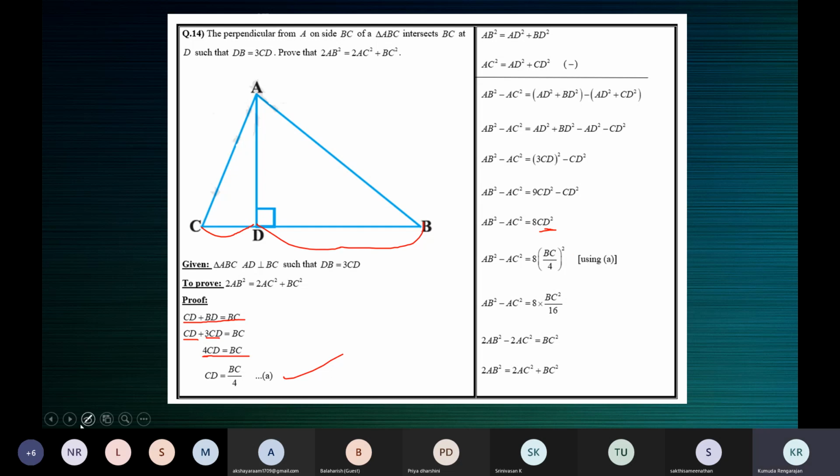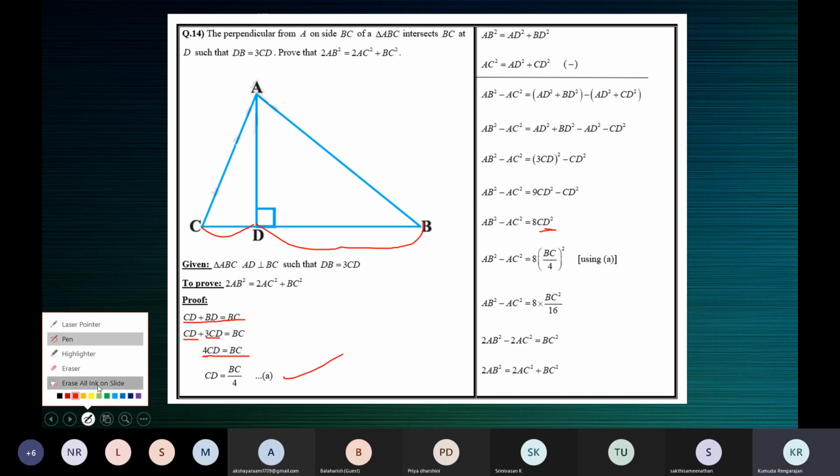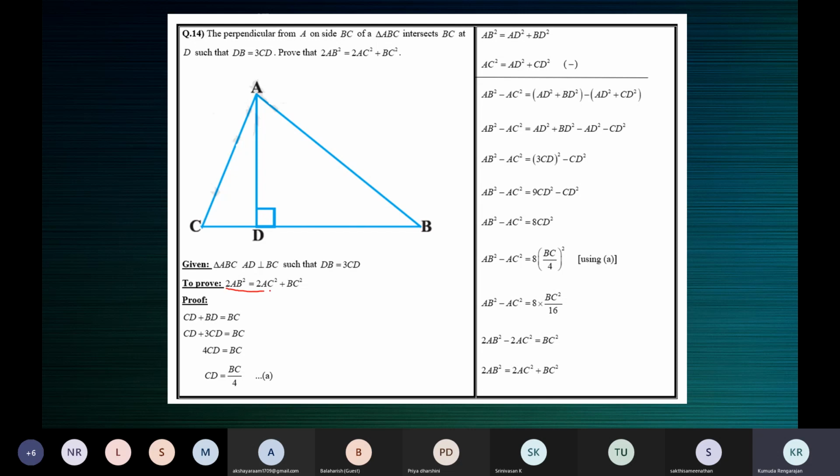So the proof is like this, children. Just telling you once again. Look at the result, look at what is to be proved. Find AB square from this right triangle. Find AC square from this right triangle and subtract the two results. Because when this one comes here, it will be minus 2AC square. So find AB square minus AC square. When you do that, BD is given as 3 times CD. So till here, I think it should be fine.